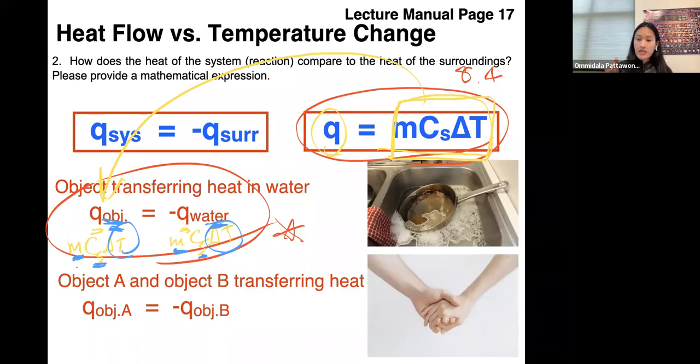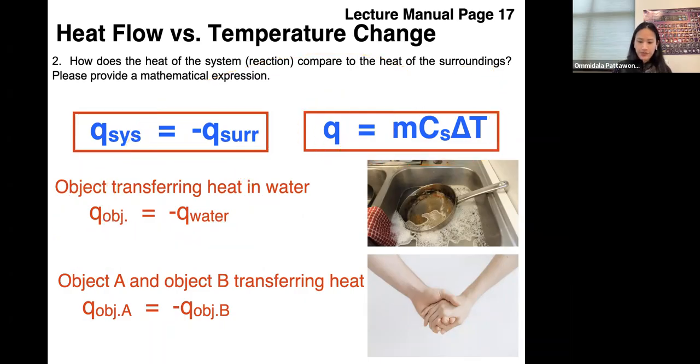That's when the heat stops transferring. Heat only transfers when there is a difference in temperature. It's going to transfer from a high temperature, or high quantity of heat, to a lower quantity of heat, which is a lower temperature.